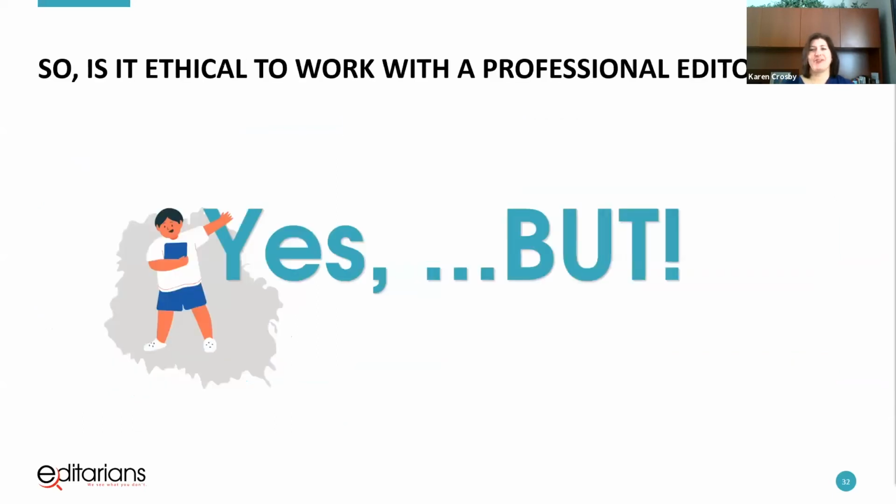So let's return to our key question. Is it ethical to work with a professional editor? The answer is a resounding yes, but. You must have permission, and you should work with an editor who follows ethical guidelines. If either of those pillars are not in place, you are taking a risk. So assuming you have permission, what are the guidelines the editor will be following? Well, first of all, there's probably a style guide being used. These include APA style, Chicago style, MLA style, Vancouver style.